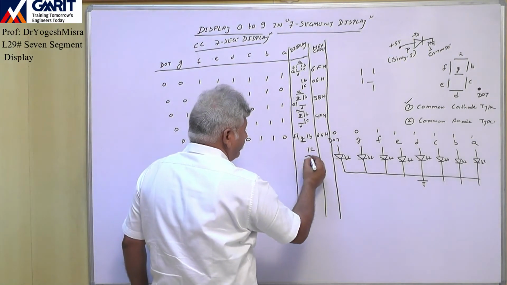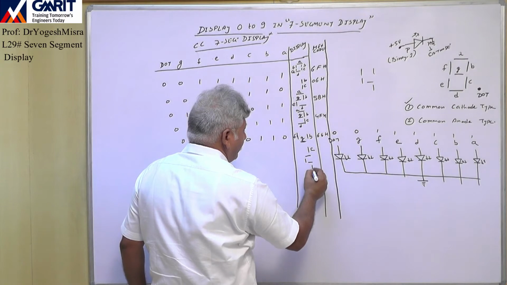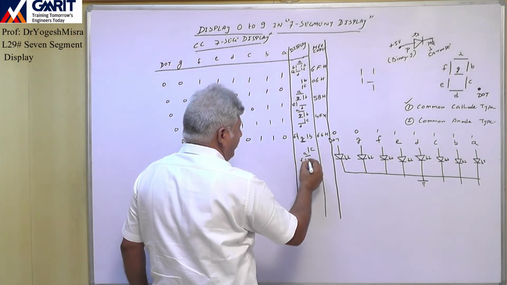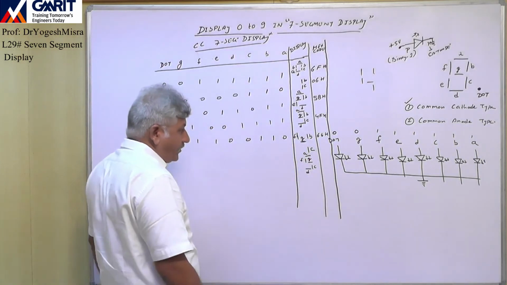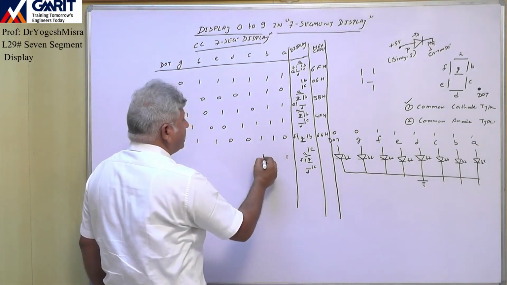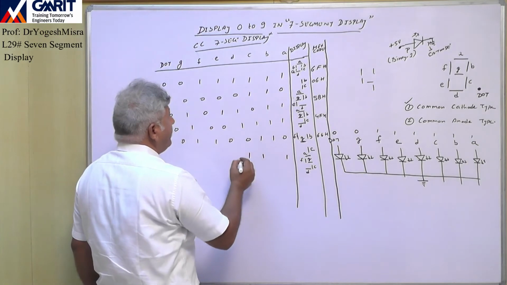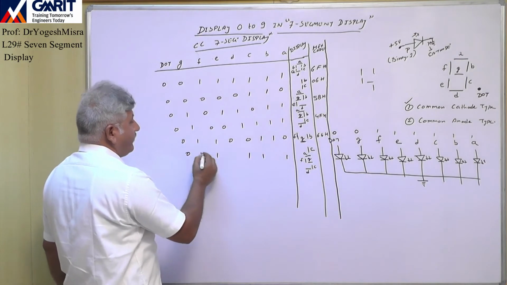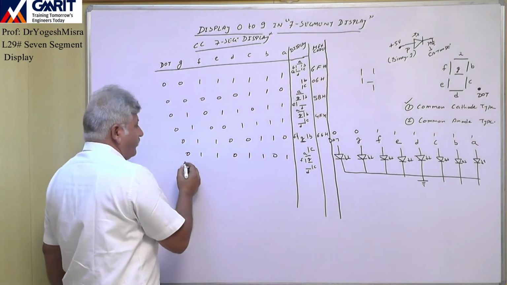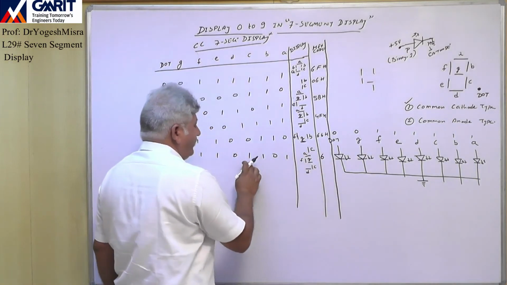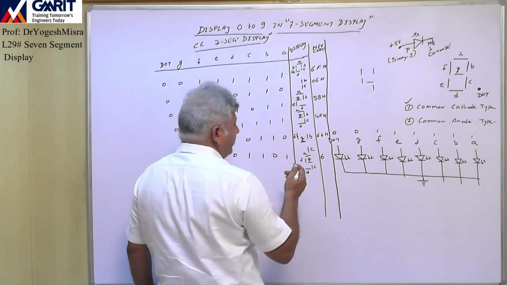For 5, A, C, D, F, G. A, C, D, F, G. So the control word is 6 and 13. 13 means D. So 6DH.